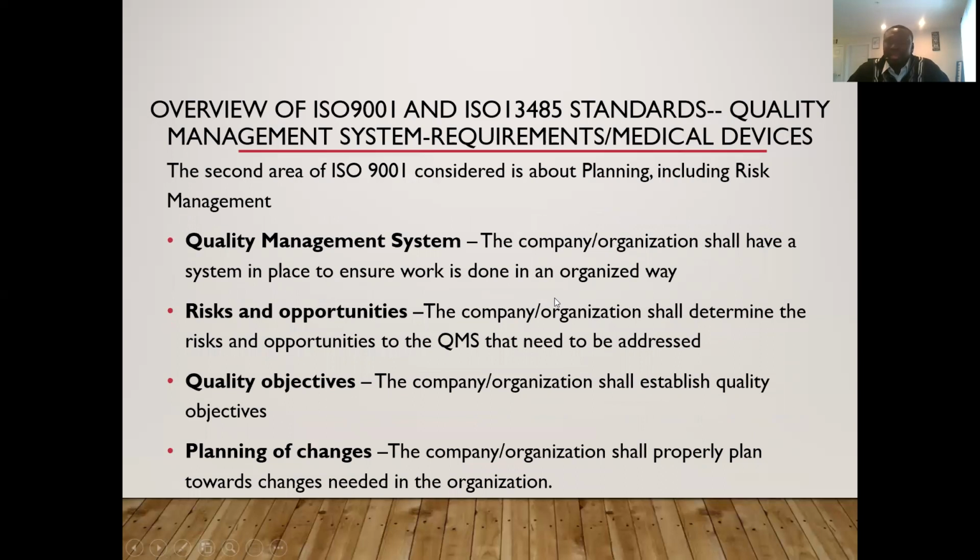The second area is planning, which includes risk management. So the company shall have a system in place to ensure work is done in an organized way. That is planning. Design qualities will come here, where quality plans are drawn for projects, and then input, output, verification, validation, all these things, the timeline is being put together. Risk and opportunities: the company shall determine the risks and opportunities to the QMS that need to be addressed. Are there risks to your quality management system? What are the opportunities? This brings an opportunity for improvement.